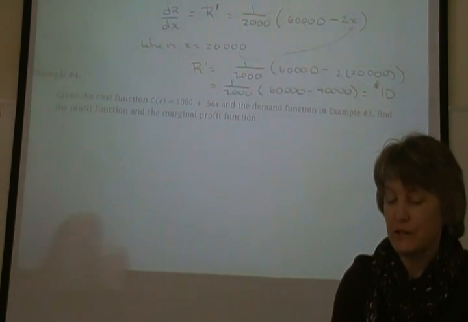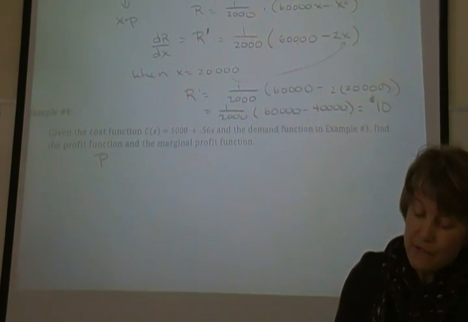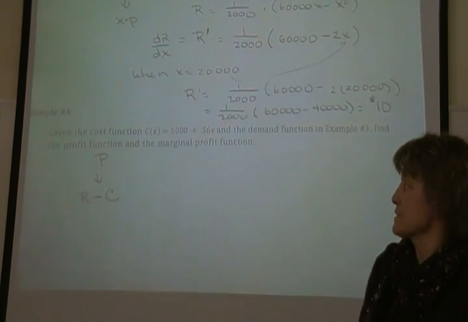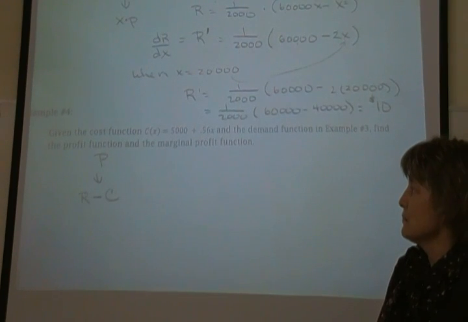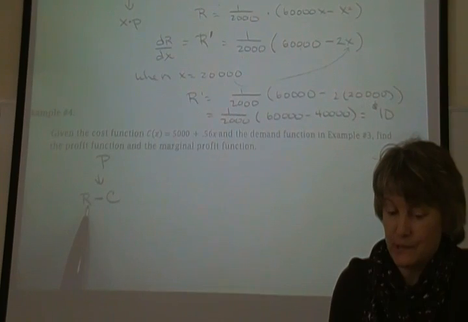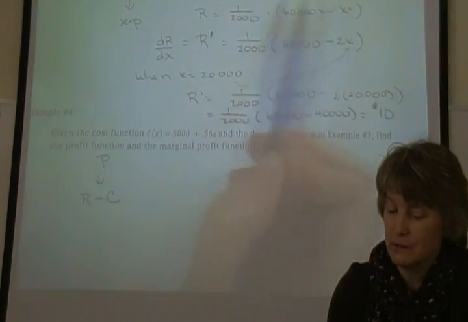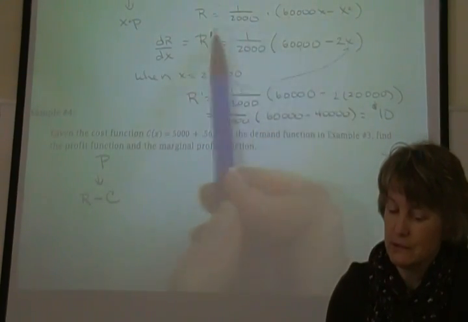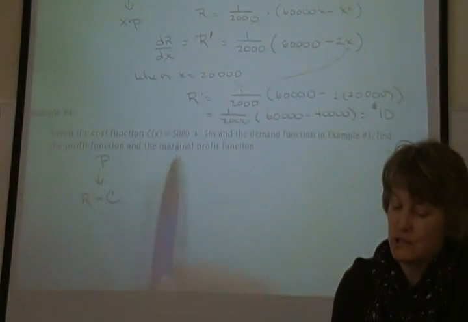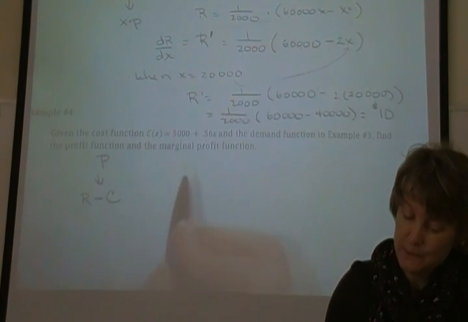So again, we've got to think through, how do I get a profit function? Well, a profit function comes from a revenue function minus a cost function. So if I know the revenue function for example 3, which I do because it's right here, or even better right here, the simplified version of it, and I know the cost function, which they gave me, then I can come up with profit. So this would be fairly simple.